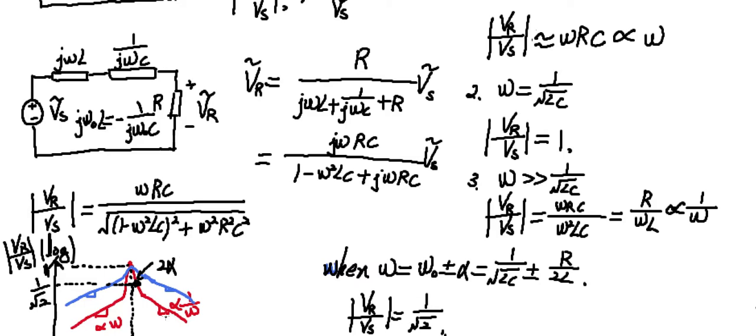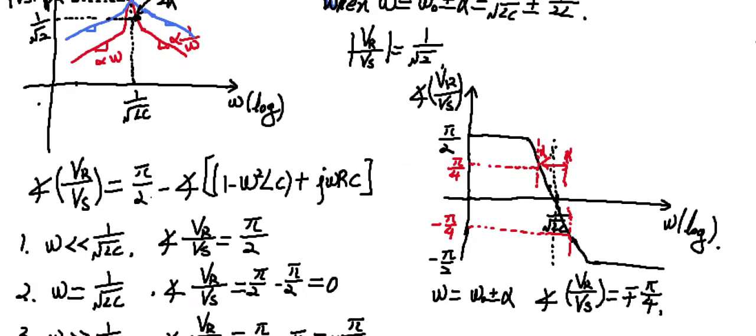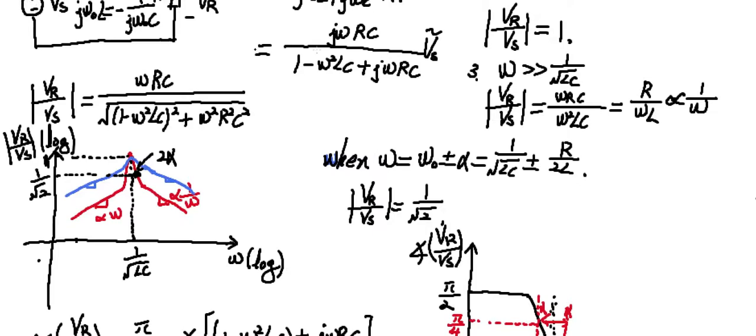And at a very high frequency, this inductor dominates. Remember, at high frequency, inductor behaves like open. So most voltage distributes across the inductor. So the higher the frequency, the lower the output voltage. Also, because it's dominated by the inductor, you get minus pi over 2 phase change when we talk about the output voltage.